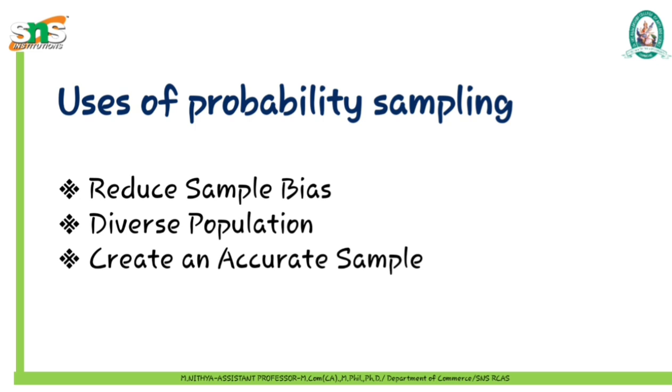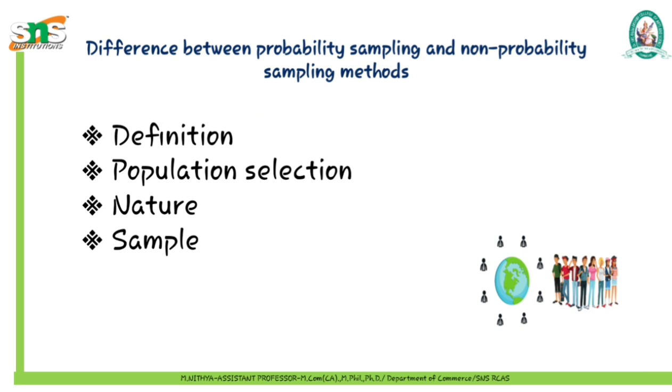Probability sampling helps the researcher plan and create an accurate sample. This helps to obtain well-defined data. Now the difference between the probability sampling and non-probability sampling methods. In this video, we will see the uniqueness of the probability sampling method.